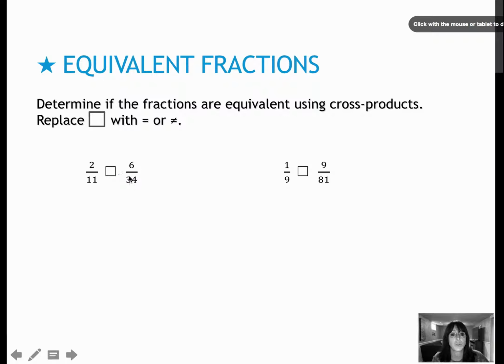For my first, 2 times 34 is 68, and 11 times 6 is 66. Those cross products are not equal, and therefore my fractions are not equivalent. And for my second, 1 times 81 is 81, and 9 times 9 is 81. Obviously, those 2 cross products are equal, and therefore my fractions are equivalent.